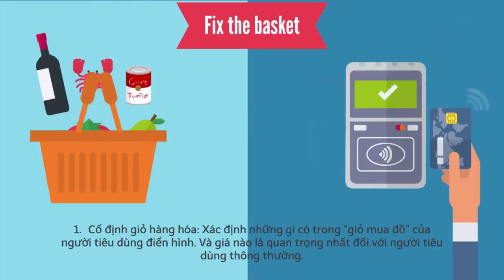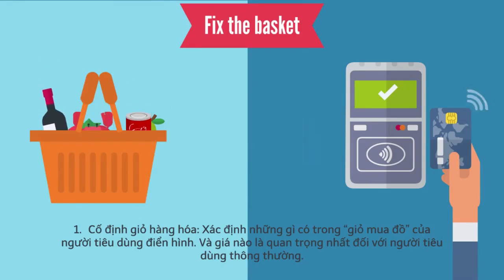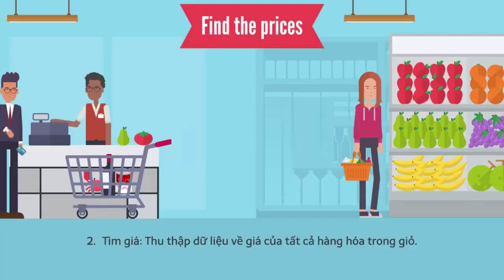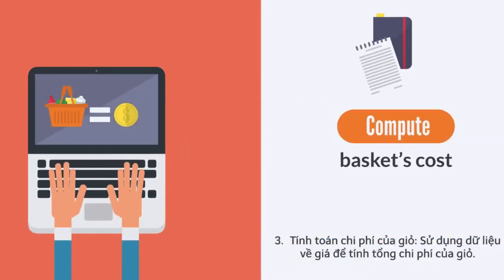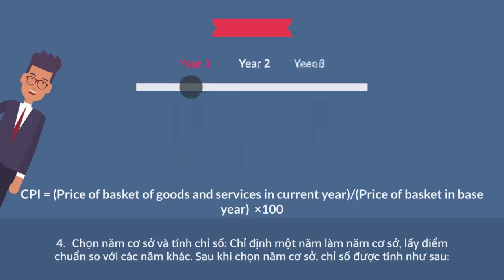1. Fixed basket. Determine what's in the typical consumer's shopping basket and which prices are most important to the typical consumer. 2. Find the prices. Collect data on the prices of all the goods in the basket. 3. Compute basket's cost. Use the data on prices to calculate the total cost of the basket.